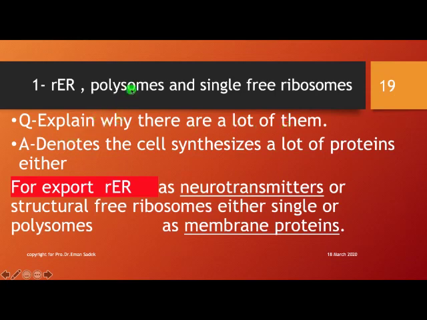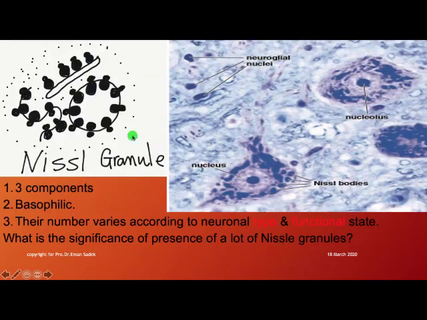Of course, this appearance of a lot of rough ER, polysomes, and single free ribosomes denotes that the cell is performing a synthesis process for a lot of proteins. And these proteins are either for export or for the needs of the cell inside. For export, they are made by the rough endoplasmic reticulum, as an example, neurotransmitter. For the needs of the cell, it is the function of the free ribosomes, either single or polysomes, as an example, membrane proteins.